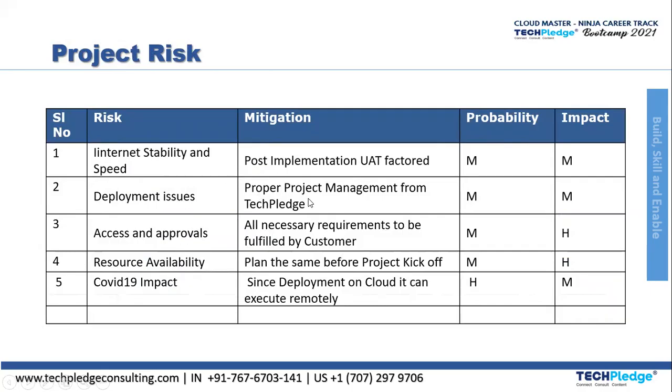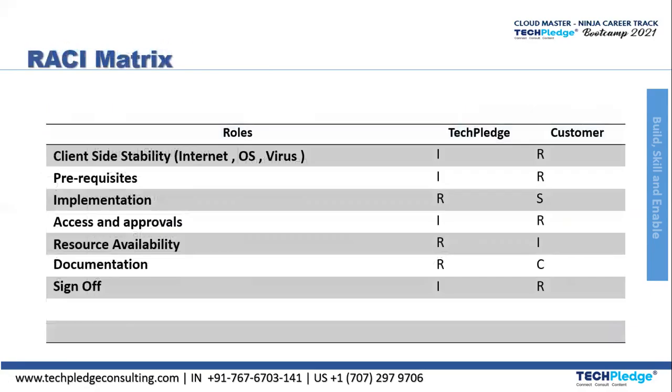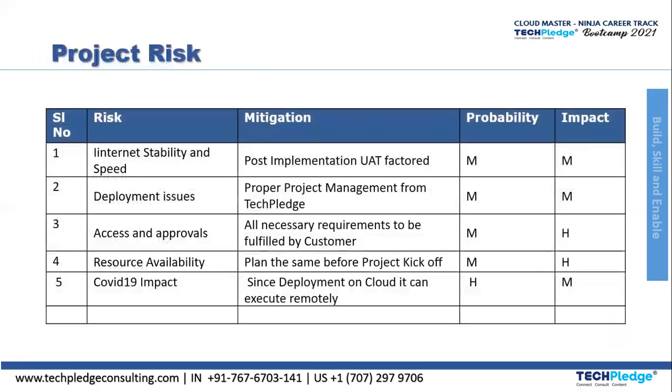It is proper project management from Techpledge. So the mitigation is done by proper project management from Techpledge. The next risk is access and approvals. All the necessary requirements are to be fulfilled by the customer. So impact may be high, and it is high, as it is necessary to meet all the requirements. It should be fulfilled by the customer.